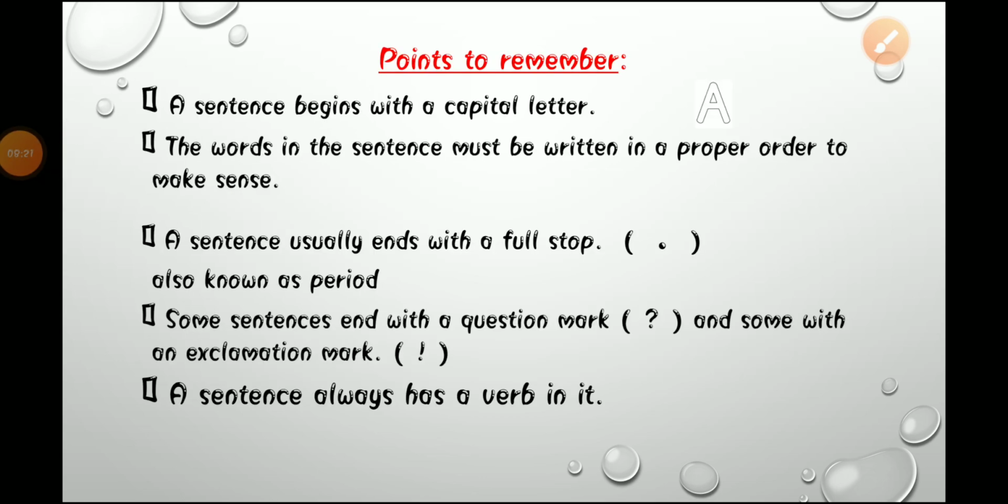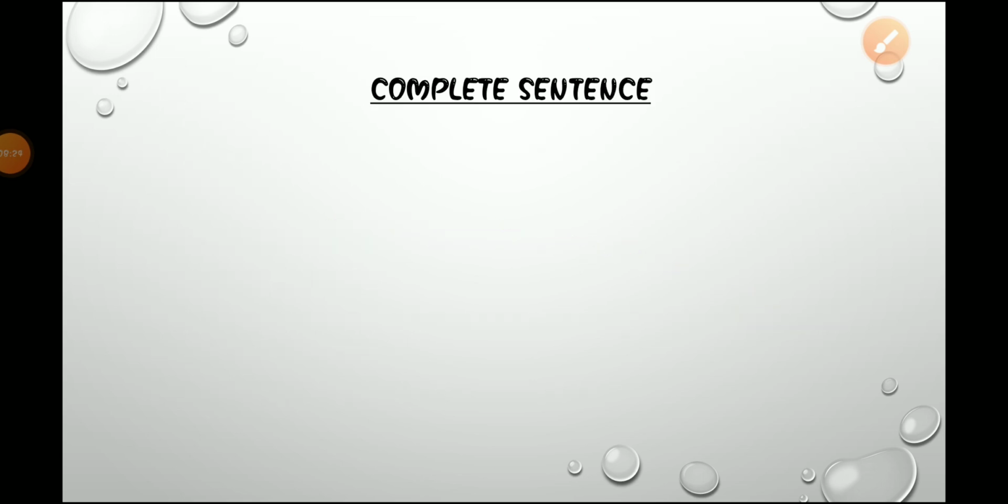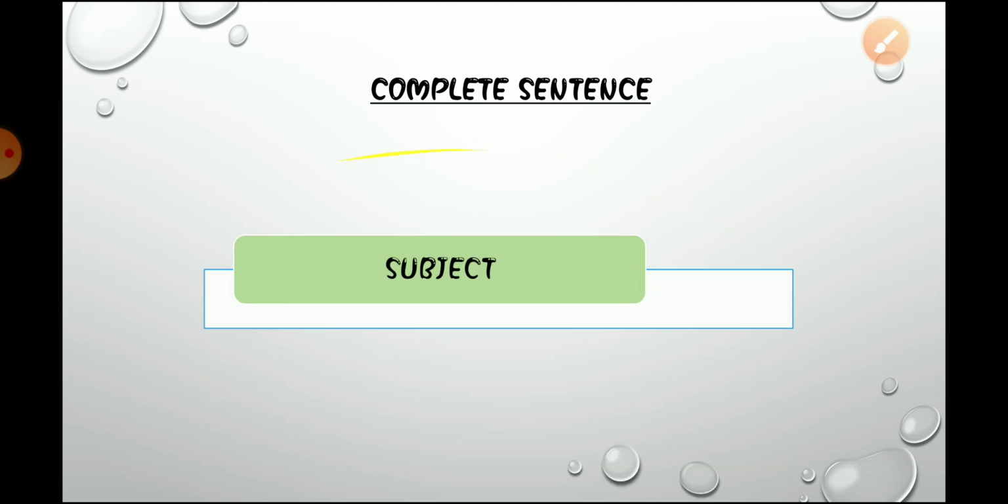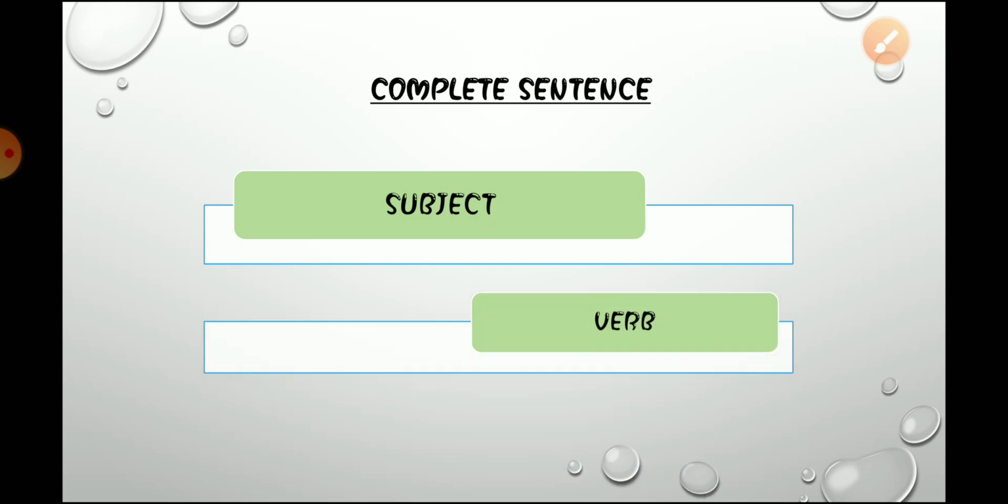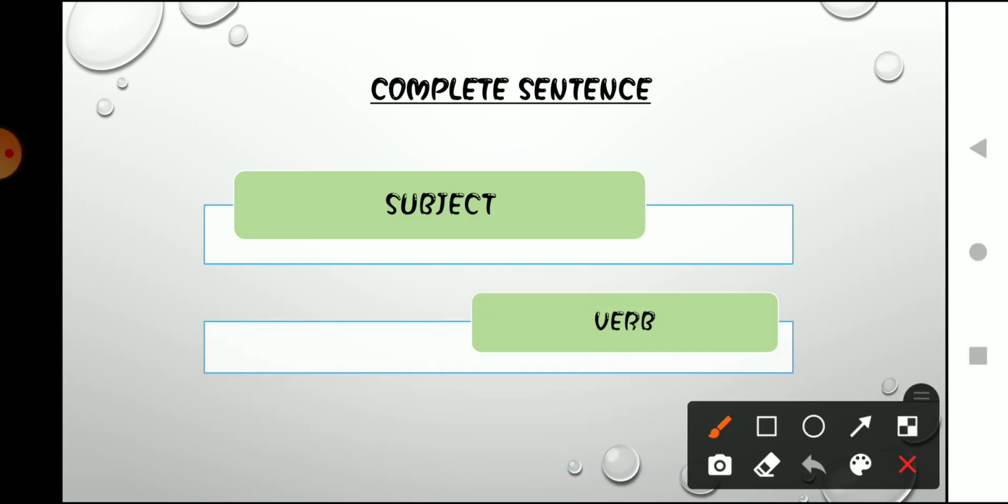Now, how do we say that a sentence is a complete sentence or an incomplete sentence? For a sentence to be complete, it should have two things in it. The first one is a subject. A sentence should contain a subject. And the other one is that it should also have a verb in it. What does verb mean? Verbs are basically action words. Verbs are words that show action or the state of an object.